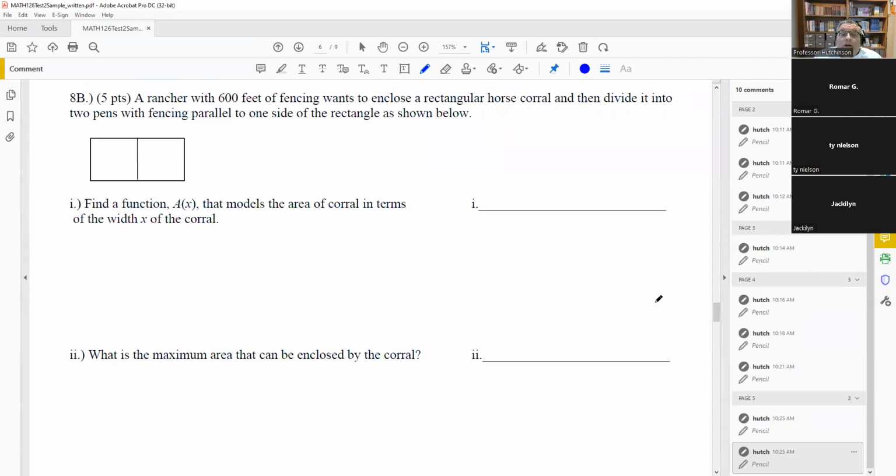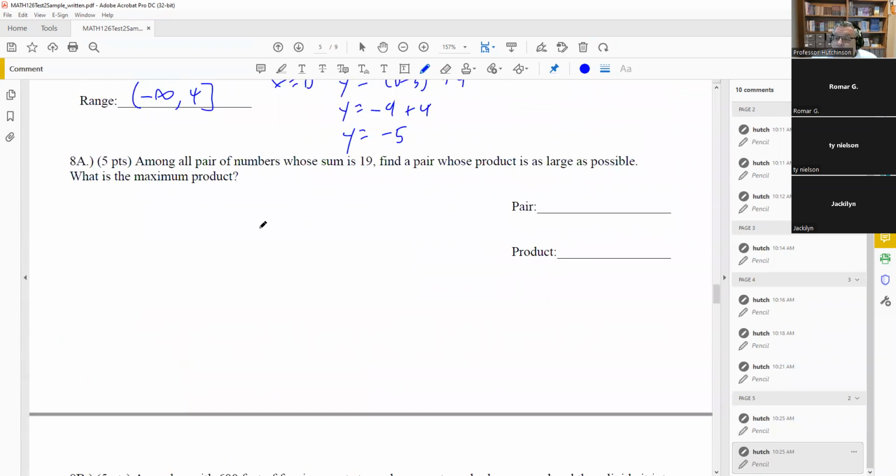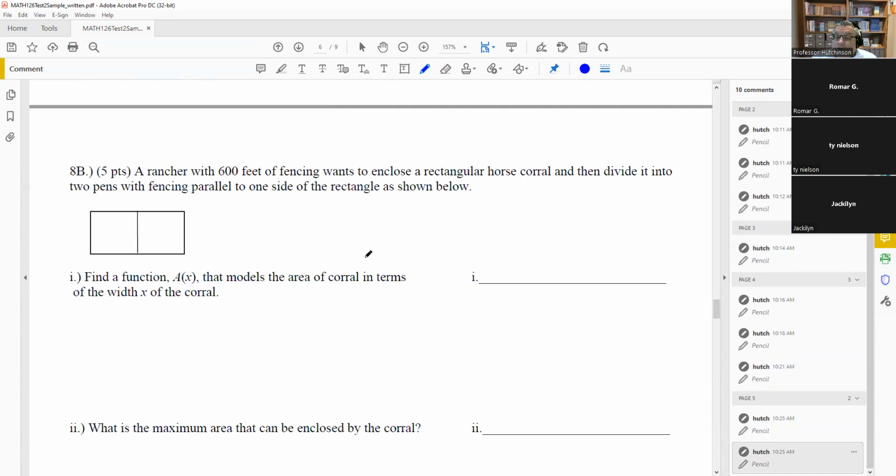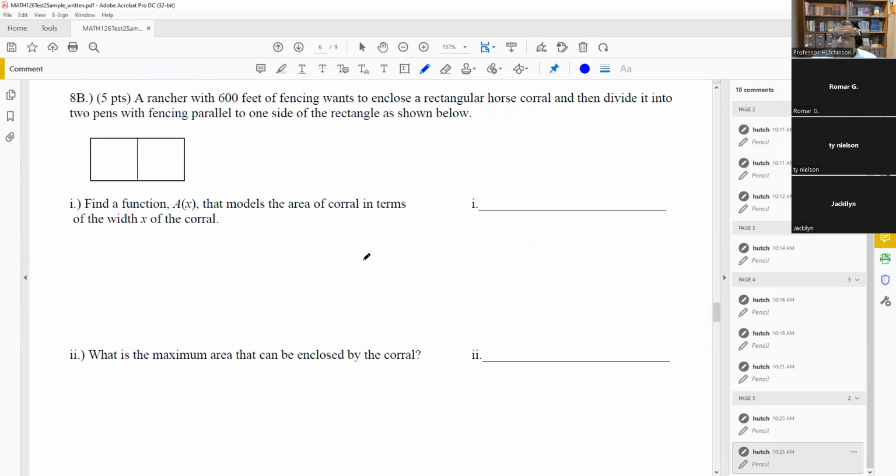Okay, 8B is going to be some kind of a word problem. Both of these kind of problems involve you setting up two equations and plugging one into the other. So this is one that we've seen before, a fencing problem. So we'll do that here.